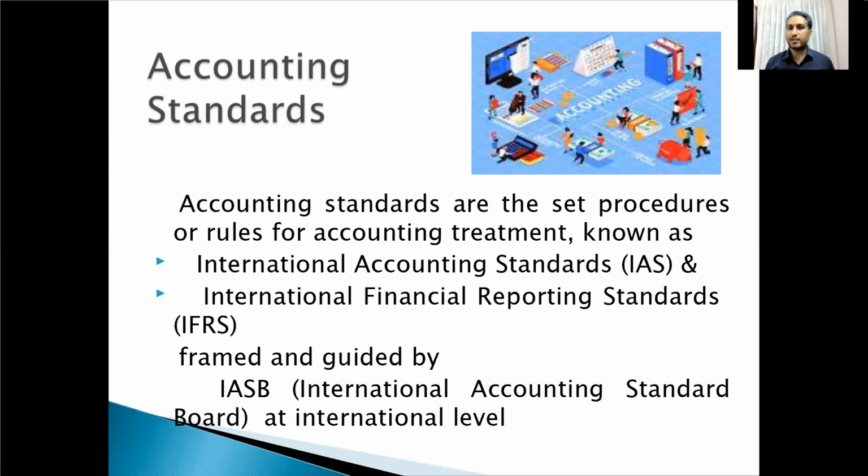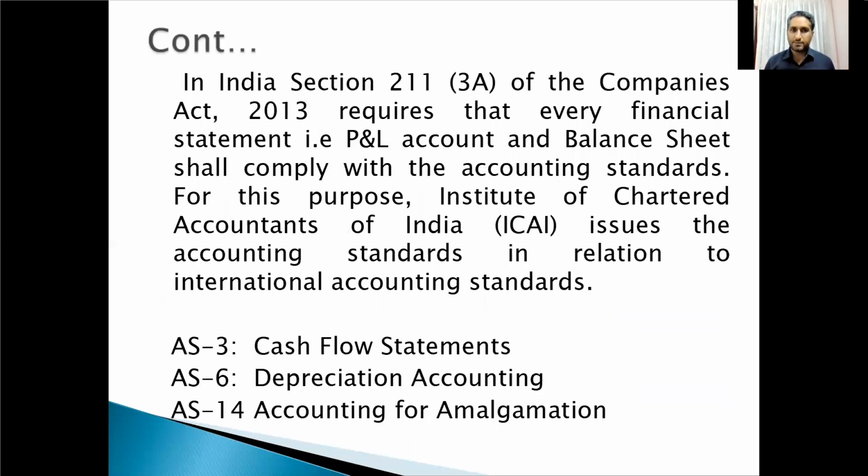Next one is the accounting standards. Accounting standard is the set of rules and procedures required to make accounting more useful. So international accounting standards, international financial reporting standards, framed by the International Accounting Standards Board at international level, are known as the accounting standard. And in India, as per the Companies Act 2013, Section 211, subsection 3A, profit and loss account and balance sheet are supposed to be maintained as per the benchmark standards given by the Institute of Chartered Accountants of India, ICAI.